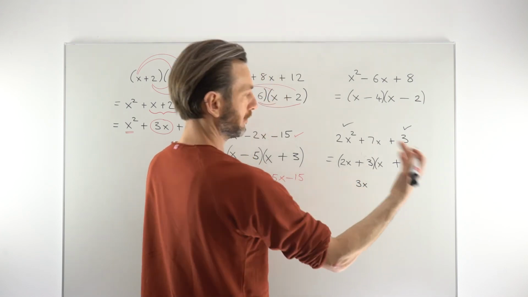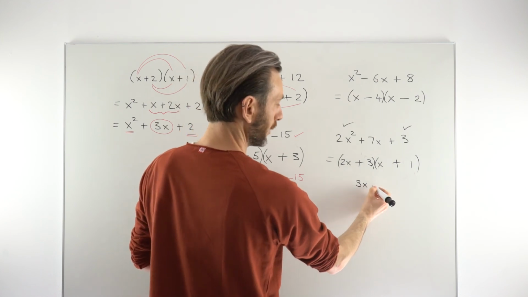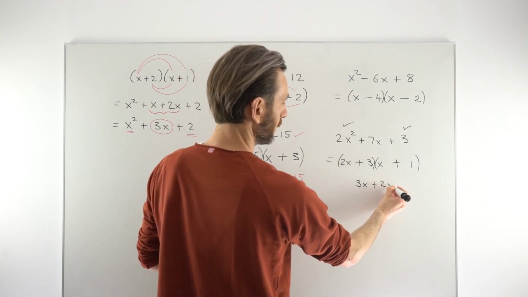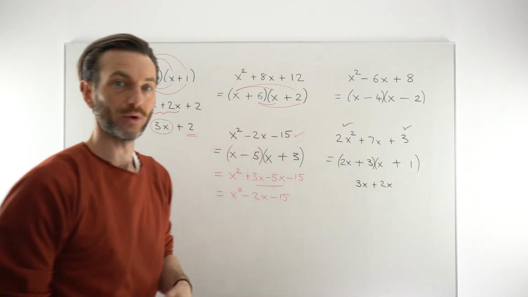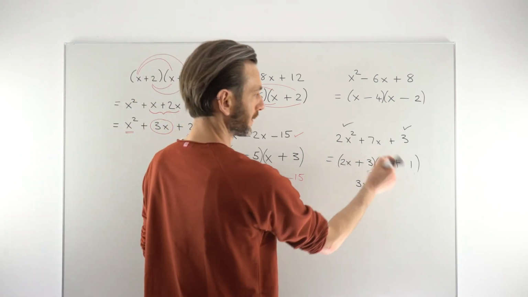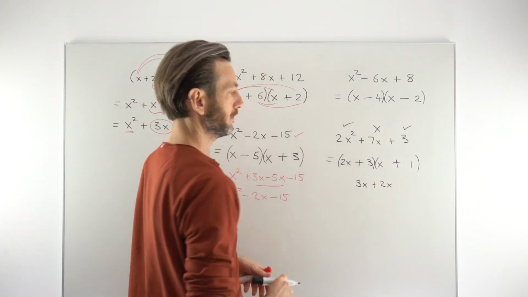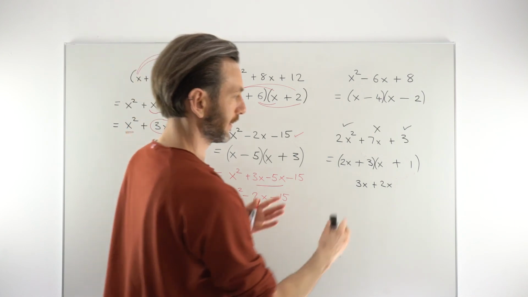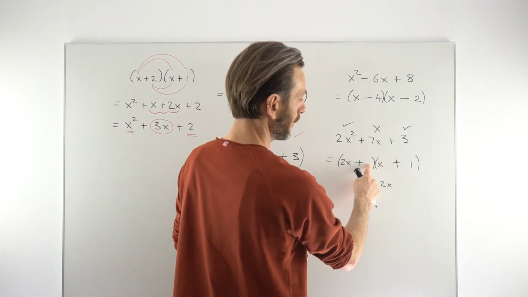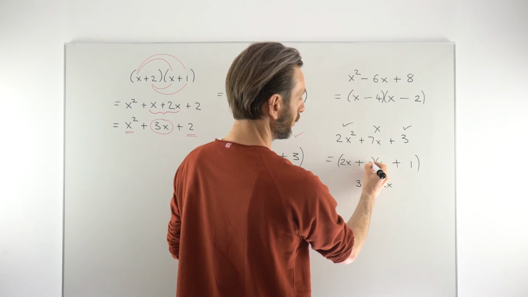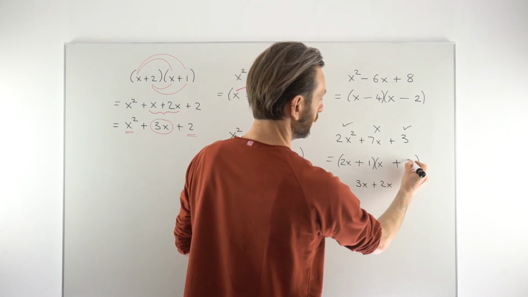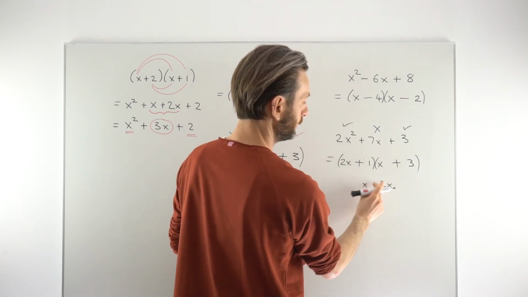These two would multiply to give you a 2x, so it's going to be 3x plus 2x. 3x plus 2x is 5x, and we wanted a 7x, so we've not been able to achieve that middle term. That tells us that that's not correct. The only other option to make a 3 would be the other way, so a 1 here and a 3 here, so let's check that one.